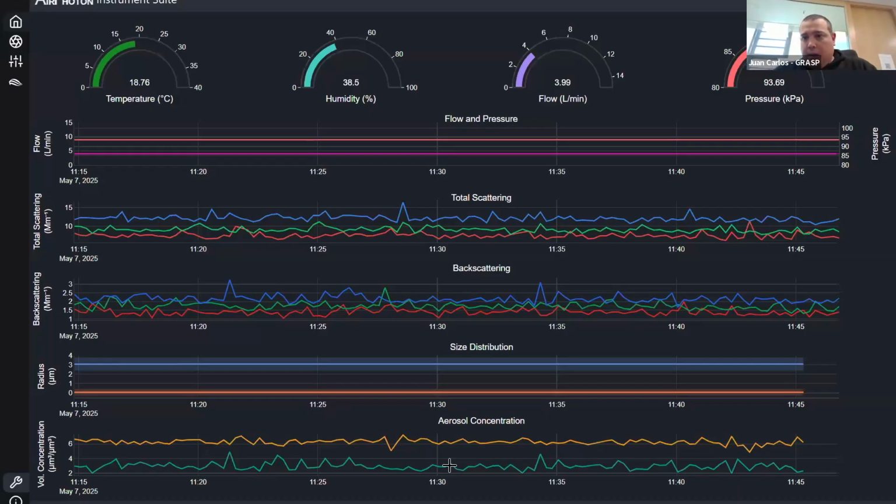Okay. Hello to everyone. I am sharing the screen now. This is our new version of the Nephelometer desktop application.